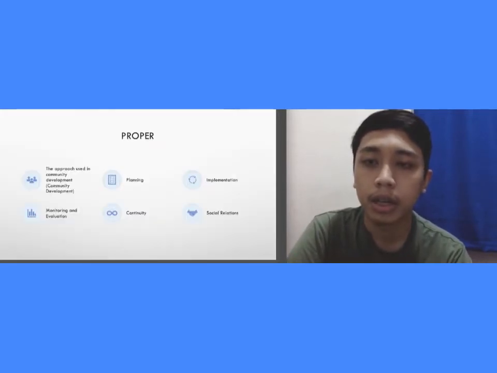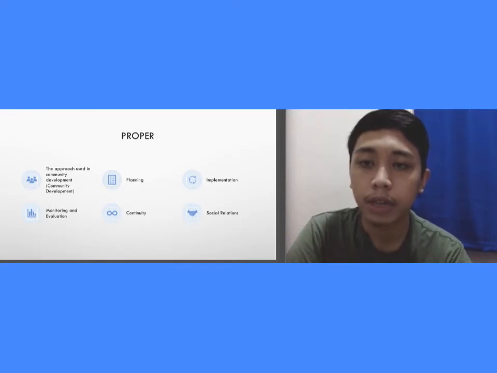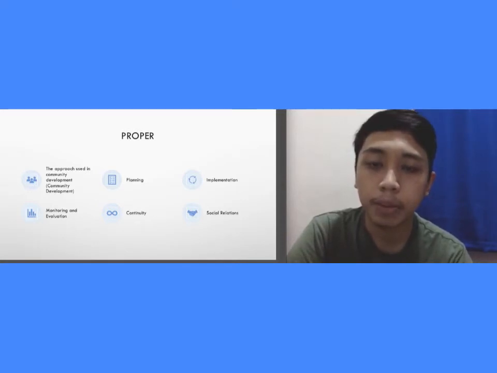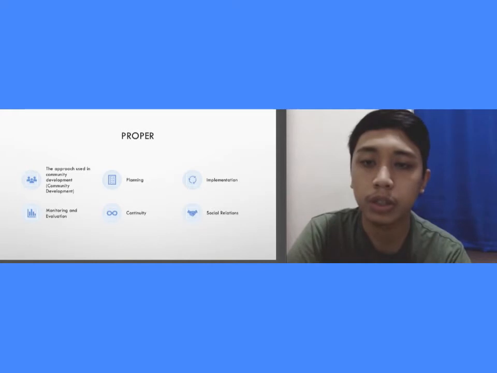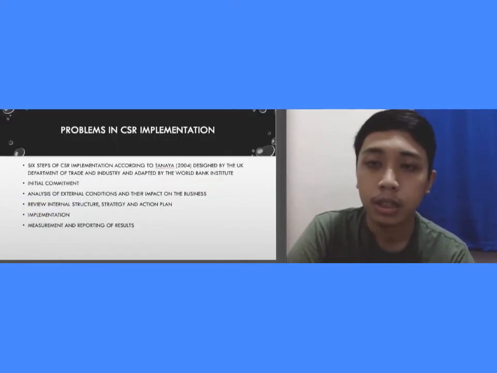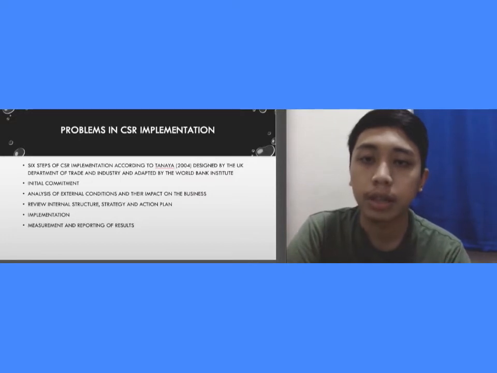Next is the PROPER. The PROPER has six measurements for providing. The first is the approach used in the community development, planning, implementation, monitoring and evaluation, continuity, social relation, and problem in CSR implementation.